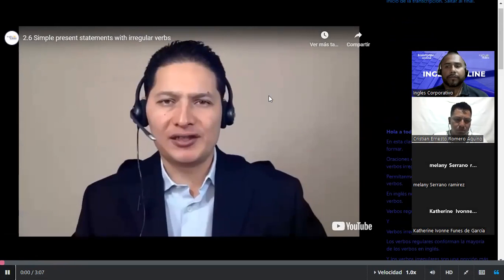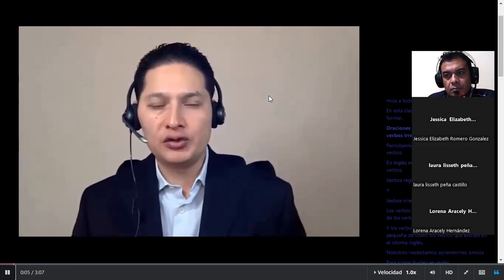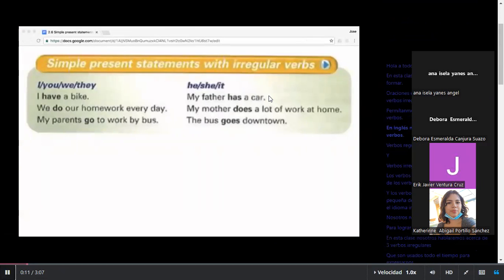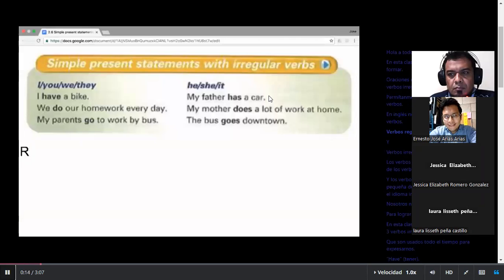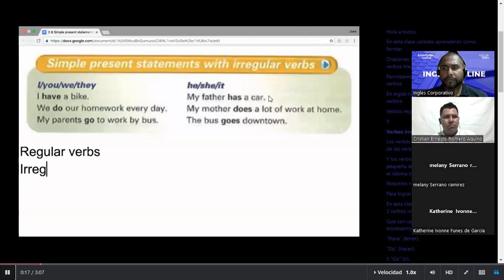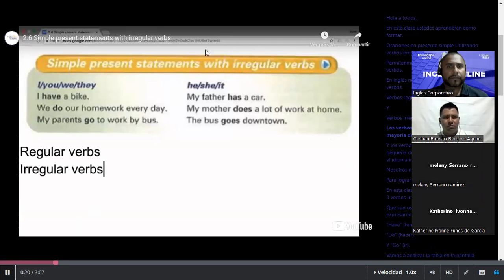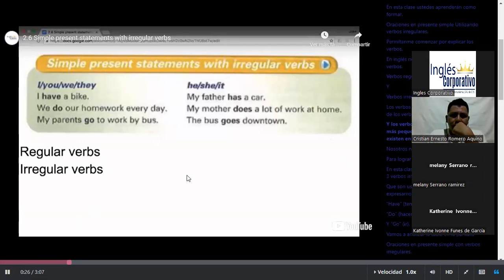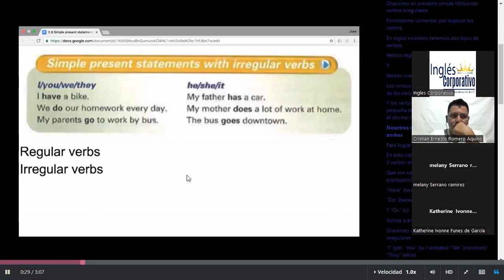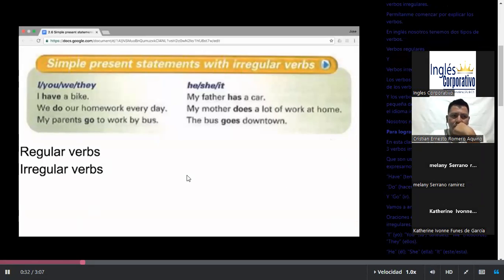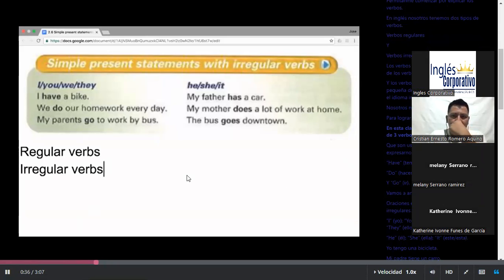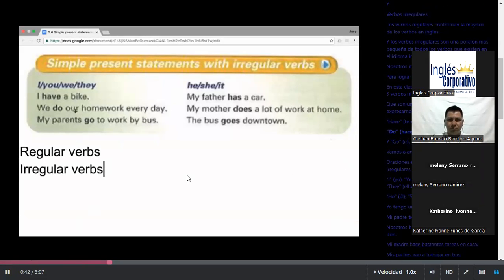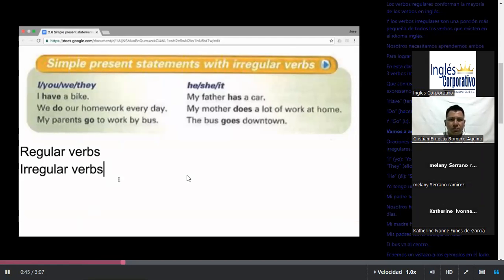Hi, everyone. In this class, you'll learn to form simple present statements using irregular verbs. Let me start by explaining verbs. In English, we have two types of verbs: regular verbs and irregular verbs. Regular verbs form the majority of the verbs in English, and irregular verbs are a small portion of all the verbs that exist in the English language. We need to learn both in order to achieve English fluency. In this case, we will talk about three irregular verbs that are used all the time to express ourselves: have, do, and go. Let's analyze the chart on the screen.